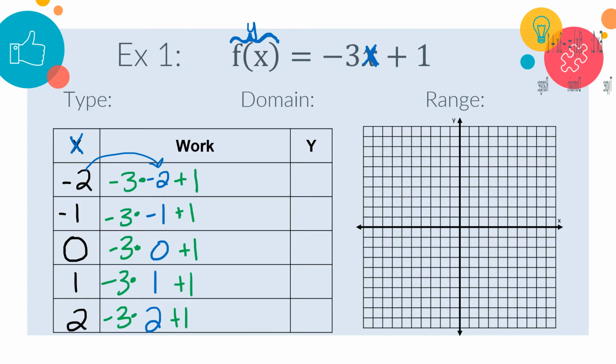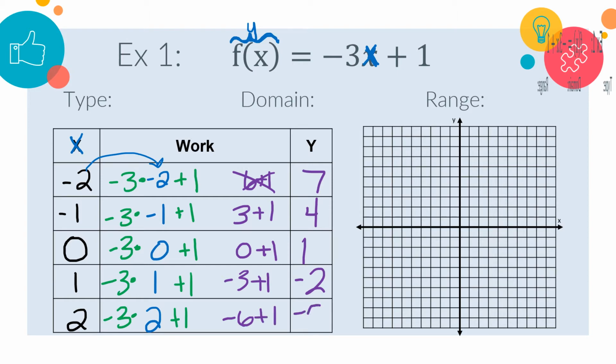The next step, we're going to simplify that line of work. So negative 3 times negative 2 is 6. 6 plus 1 is 7. And you don't even have to show this. The calculations should be simple enough that we could just use mental math. Negative 3 times negative 1 is positive 3. The plus 1 takes it to 4. Negative 3 times 0 is 0 plus 1, 1. Negative 3 times 1 is negative 3, plus 1 is negative 2. And negative 3 times 2 is negative 6, plus 1 is negative 5.